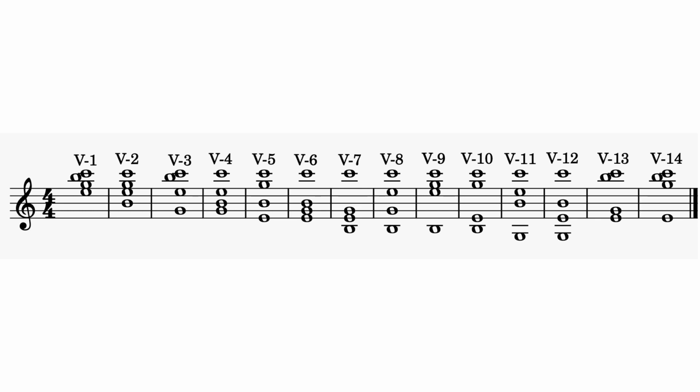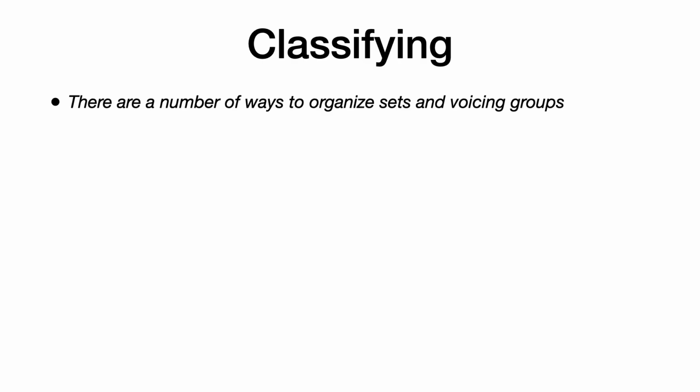So this is only one of many, many different ways that you can look at how to transform from one voicing to another. What I want to accomplish here is just showing you a basic way of trying to systematically work through some of these voicings. There are a number of different ways that we can organize sets and voicing groups. What I really suggest you do is just start working with the ones that make sense to you and start grouping them in ways that make sense to you.